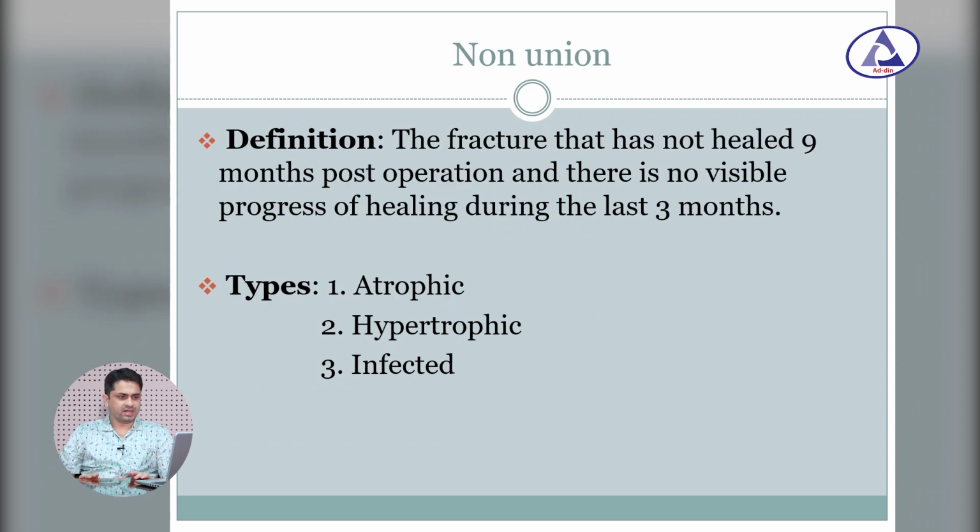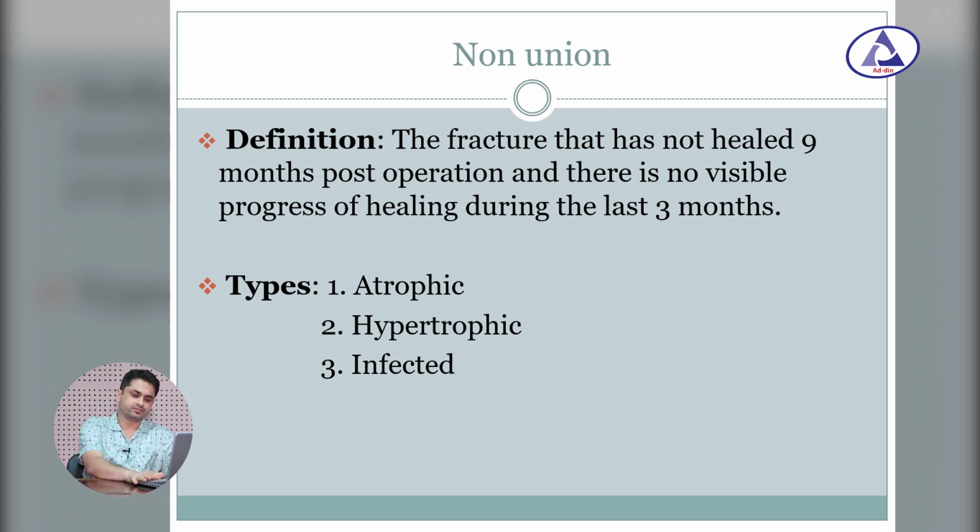Now come to non-union definition. This is very important. Sometimes the examiner may ask in the viva board, and a short note may also come in the written exam. Now the definition: a fracture that has not healed 9 months post operation, and there is no visible progressive sign of healing in the last 3 months. This is called non-union.